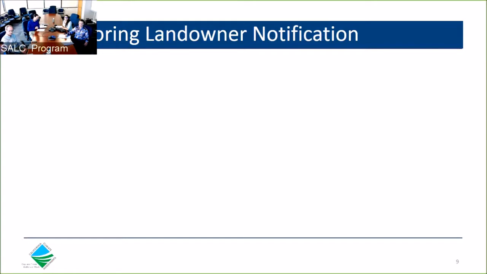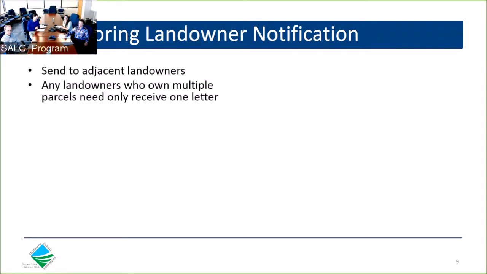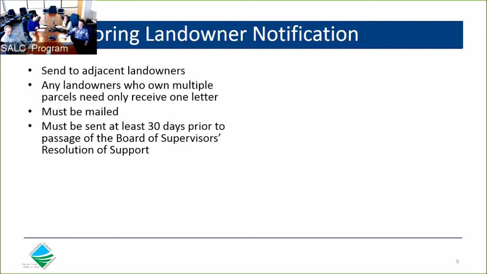For the neighboring landowner notification, that requires noticing adjacent landowners for the proposed acquisition. Only one letter is needed for those adjacent landowners that may own multiple adjacent parcels. This letter must be mailed and sent at least 30 days prior to the Board of Supervisors meeting to consider the resolution of support for the project. It doesn't need to be mailed exactly 30 days prior, just at least 30 days prior.